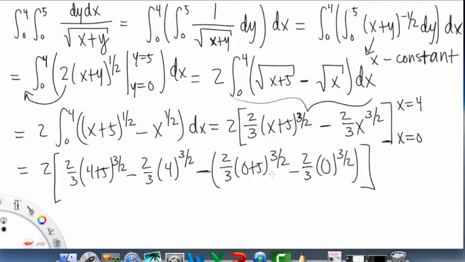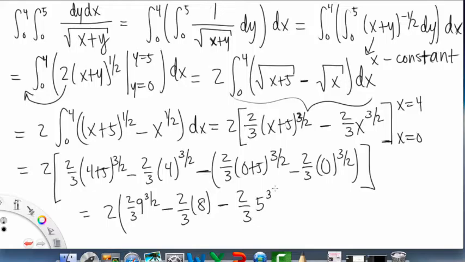Okay, so now we're just going to simplify. And what we get is 2 times 2 over 3 times 9 to the 3 over 2 minus 2 over 3 times 4 to the 3 over 2. Okay, so 4 to the 3 over 2: 4 square rooted is 2, to the third is then 8. Okay, and then we have a minus 2 over 3 times 5 to the 3 over 2, and this is just 0. Okay.